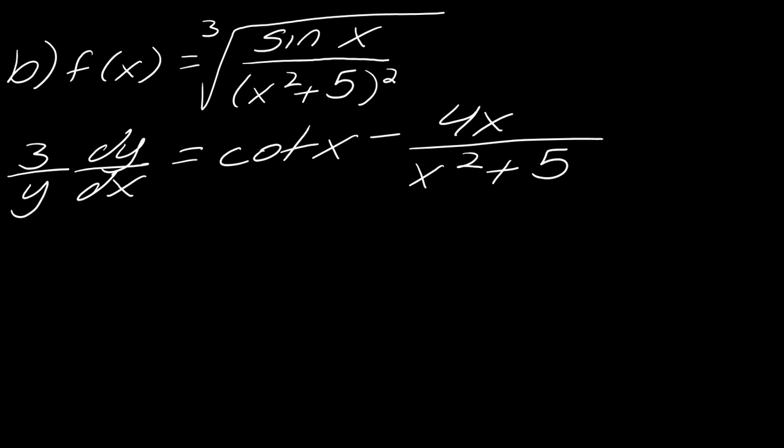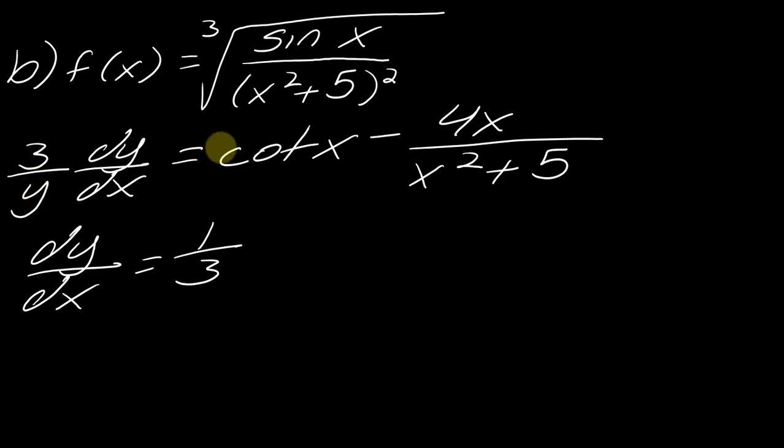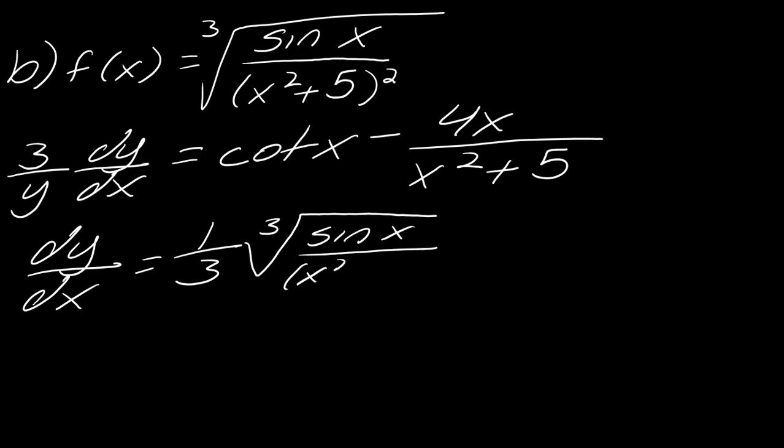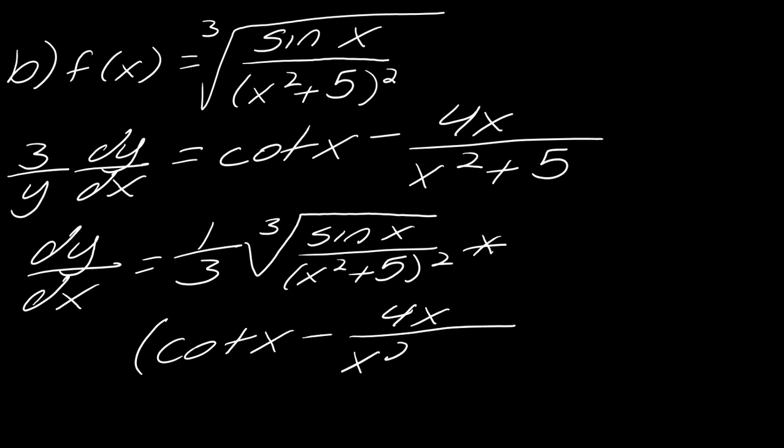And so ultimately I'm going to have dy dx equals, so I brought this 3 over to as 1/3. Then I multiplied this by y, but I'm going to replace it with this function here. So this is going to be the cube root of sine of x over x squared plus 5 squared. And then all of that times the cotangent of x minus 4x over x squared plus 5. Whew.